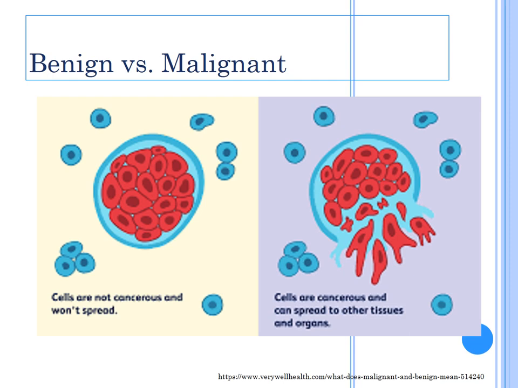Now you can see this diagram where you have benign as compared to malignant. The cells are not cancerous, they are just localized there and they will not spread to the surrounding tissue. But in the cancerous cells, you can see that they will break through the limiting membrane there and go out, and they are very different from the surrounding or the adjacent tissue. They can spread to other tissues, not only the neighboring tissue but also to distant sites.